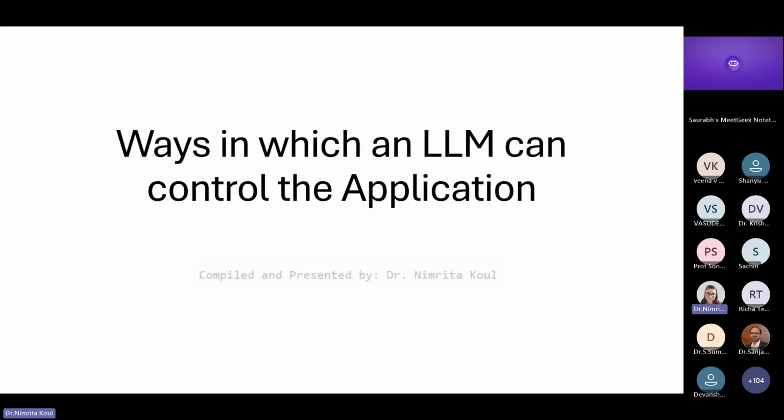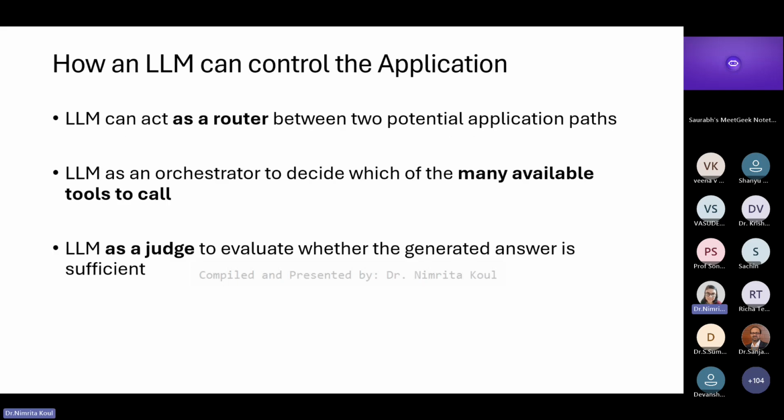So, what are the ways in which an LLM can control an application? LLM can be a router where it chooses between two potential application paths, right? It's like an if-else statement. If this is true, then do this, otherwise do this. In the second case, LLM can be an orchestrator. That means it has many paths to select, it has many tools available, and it has to choose which one to use at a particular moment in the agent's life. The third possibility is where LLM is a judge. It evaluates whether the answer, whether the action I have taken previously is correct or is sufficient or not. So LLM can be a router, it can be an orchestrator, or it can be a judge inside an agent.